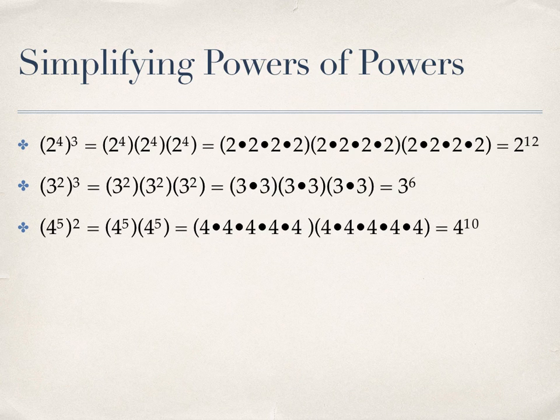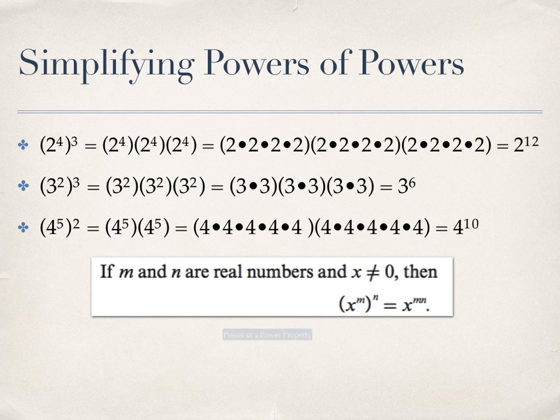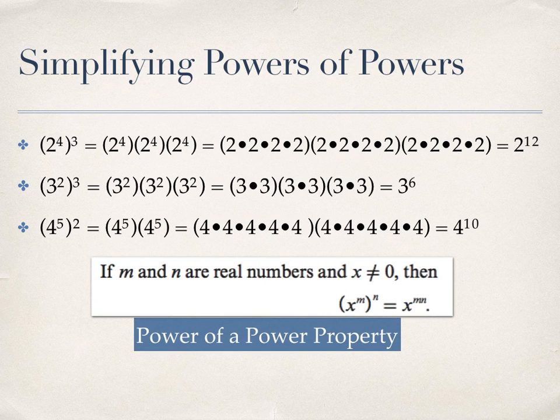And 4 to the fifth, when I square that, will not be 4 to the 25th, right? So I don't square my exponent. Turns out I am going to, in all cases, multiply the exponents together when we're raising a power to a power. So here's the symbolic form of that, and we call this the power of a power property. That x to the m raised to the n power is equivalent to x to the m times n power.